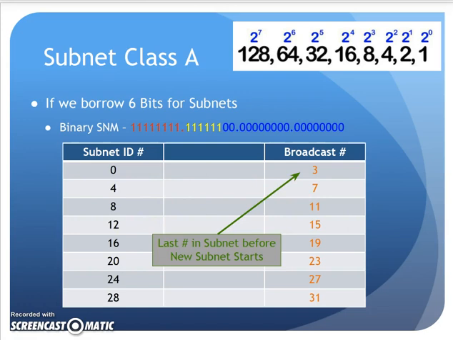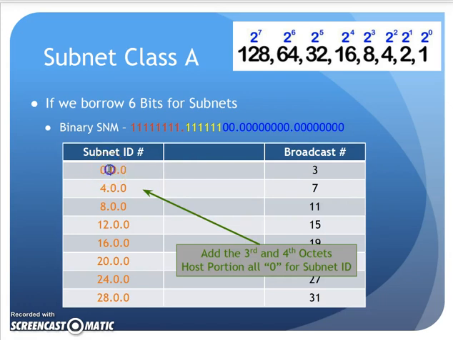All right, same thing we did before. Now we're going to tag on these 2 host octets. So I use my rule. My network number is all zeros in the host portion. So that's 0 to 0. All zeros in the host portion, that's 0 to 0. So this column just becomes 0.0.0, 4.0.0, 8.0.0, 12.0.0, 16.0.0, 20.0.0, and so forth. Okay?